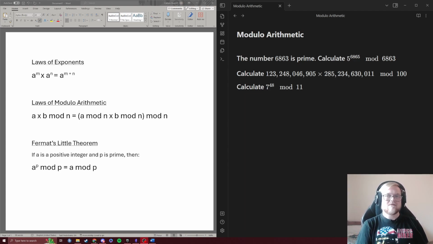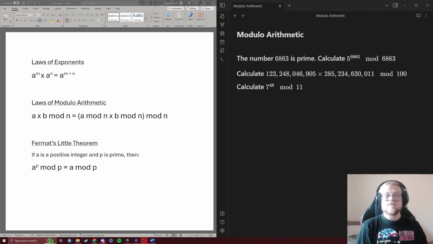Modulo arithmetic is very important when it comes to cybersecurity. The laws and properties of modulo arithmetic are what make RSA work, the leading encryption in everything nowadays. So it is very important for us to understand how those properties are used and how to utilize them, for example, to answer these questions.